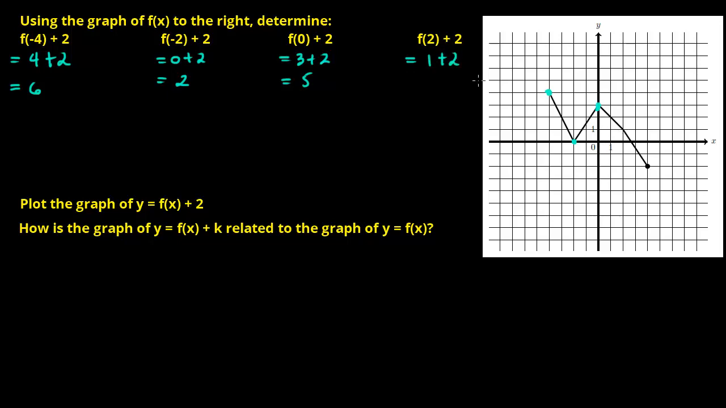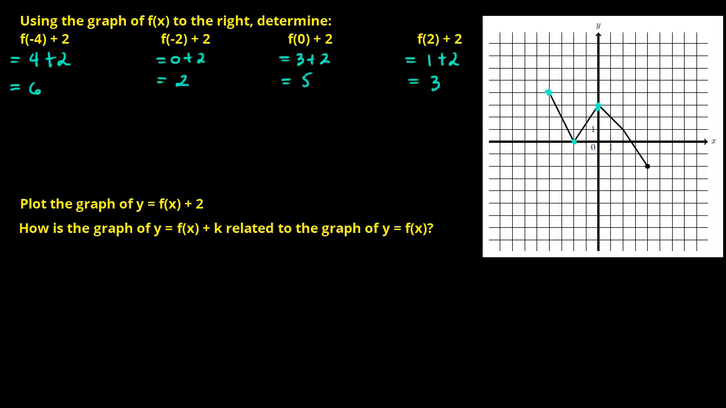So f of 2 plus 2 is 1 plus 2, which is equal to 3. So to figure out the values of f of negative 4 plus 2, and f of negative 2 plus 2, and f of 0 plus 2, and f of 2 plus 2, I can take the y values from the graph, and I can just add 2 to all of them, okay? So it wants us to plot the graph of f of x plus 2.